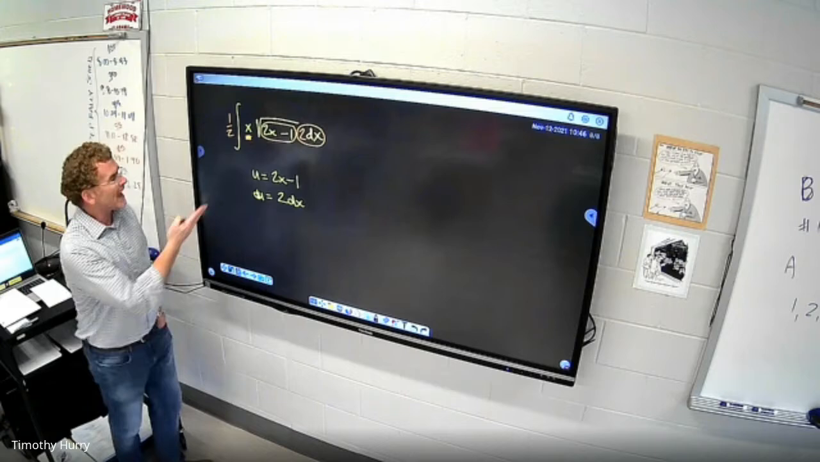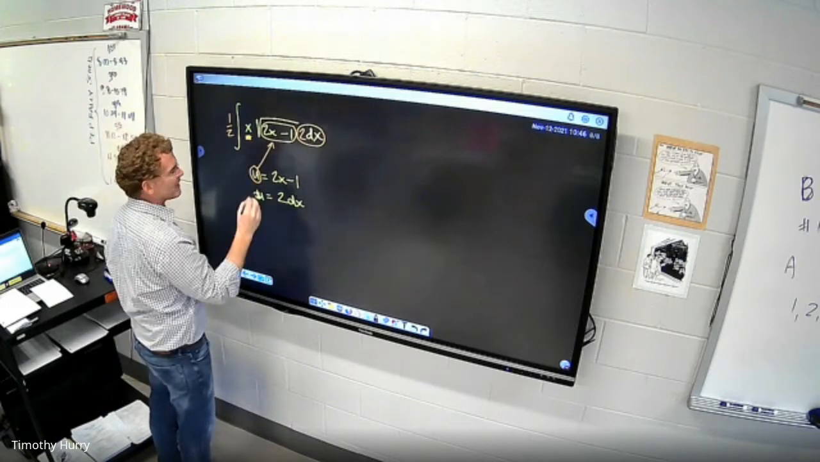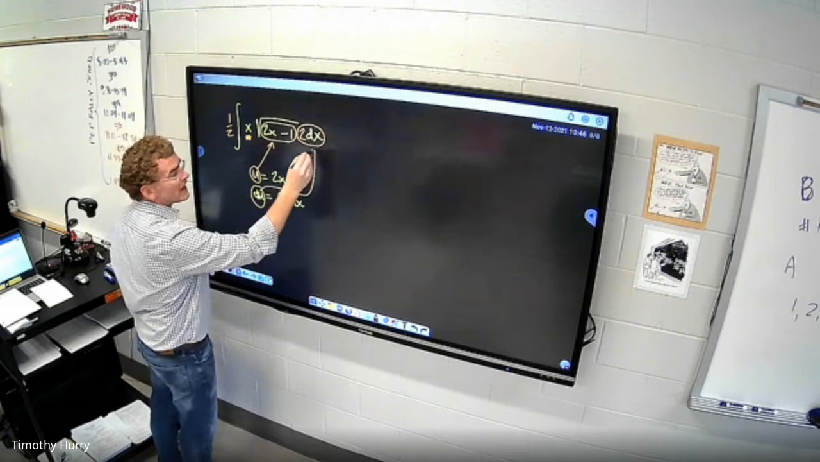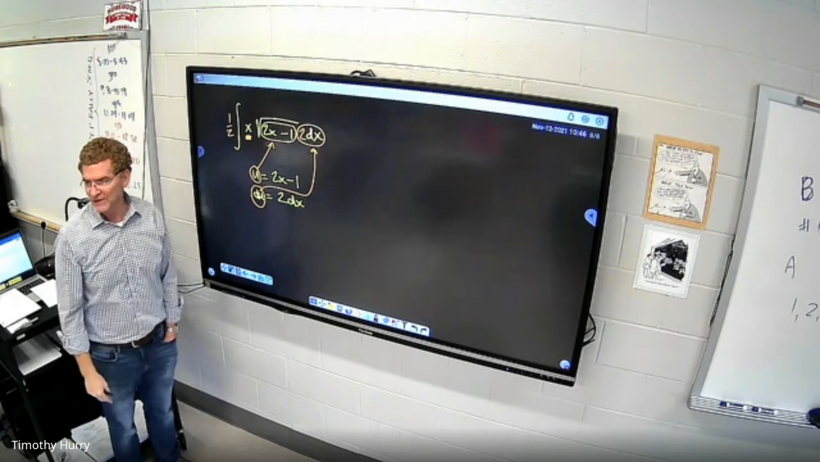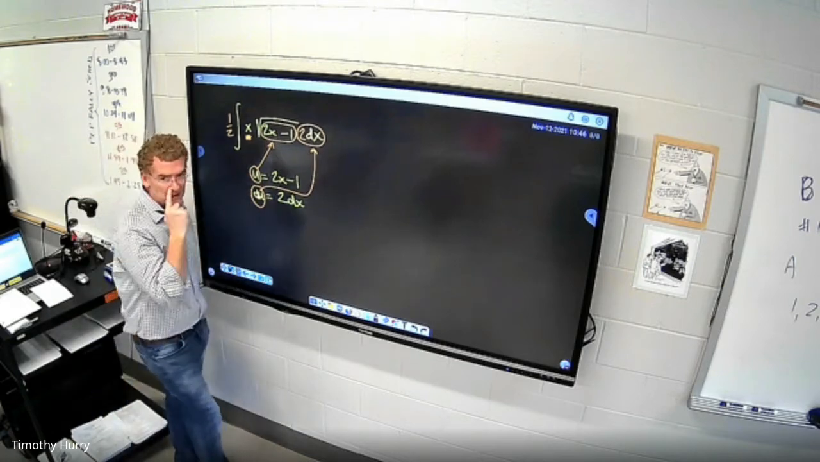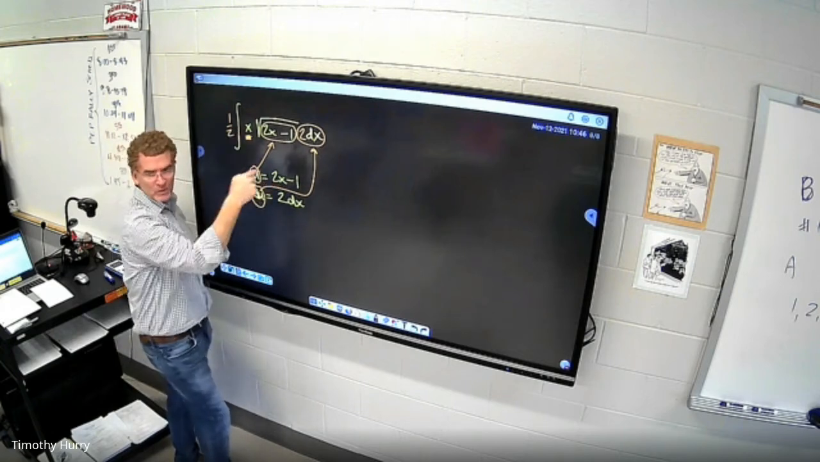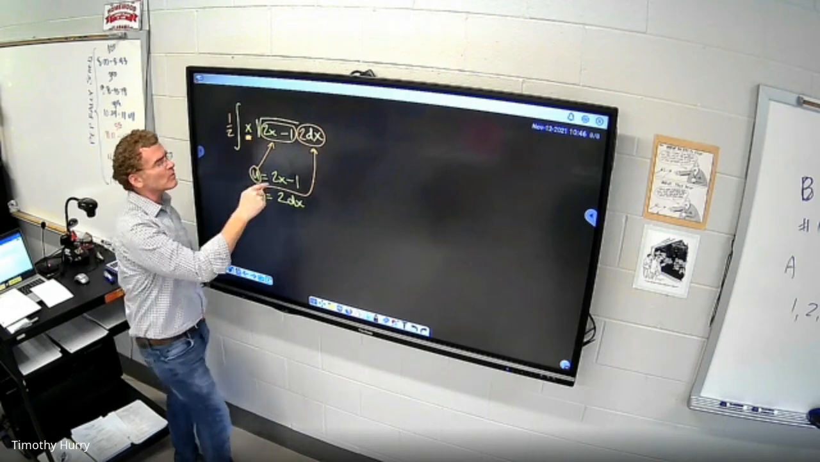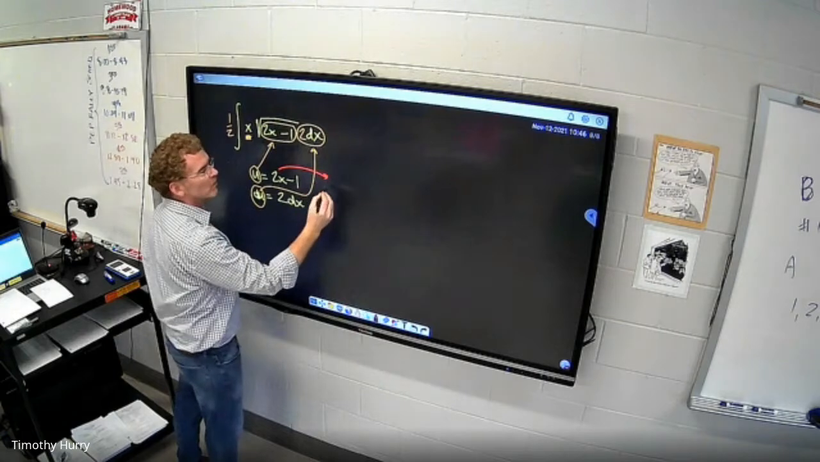So what's going to happen here, if I replace that with U and that with du, which is great, this also has to end up being a U value. So what you do is you go back to your U expression and you solve for x and replace x with what you get. So what would happen right here if I went and solved for x, what do I get?